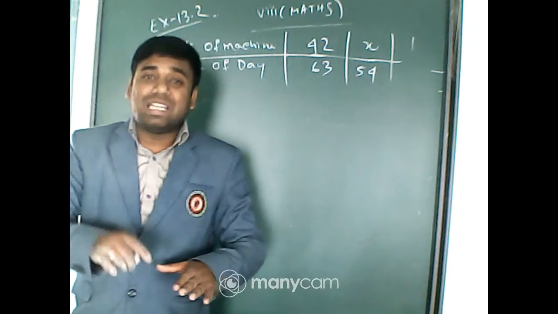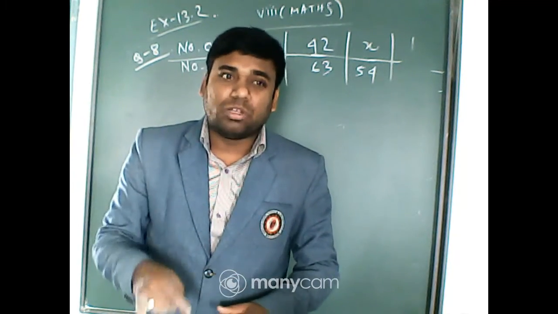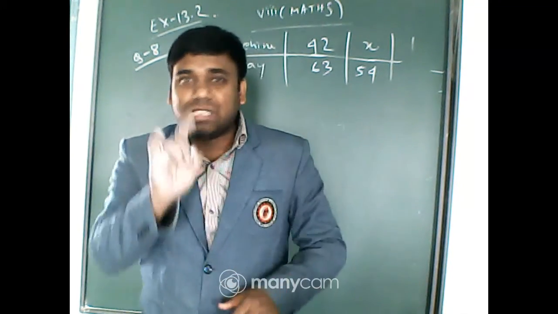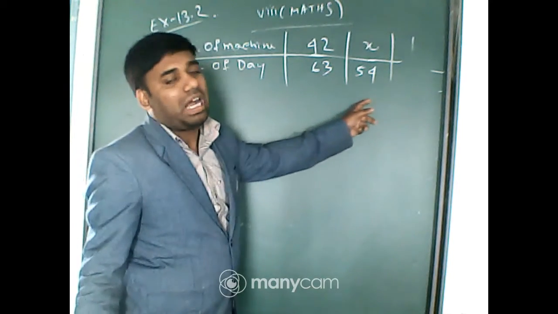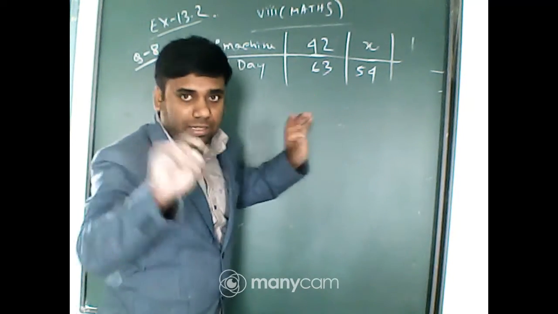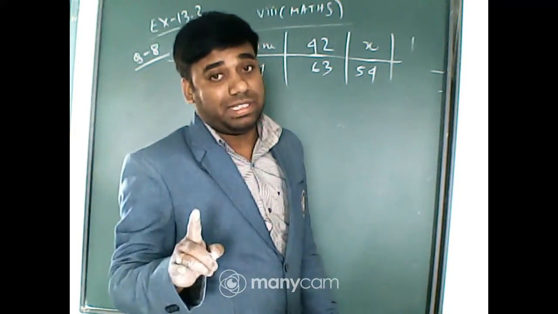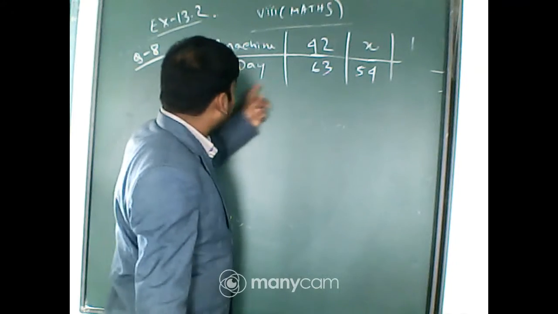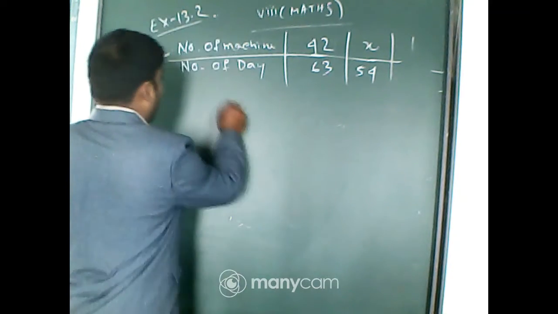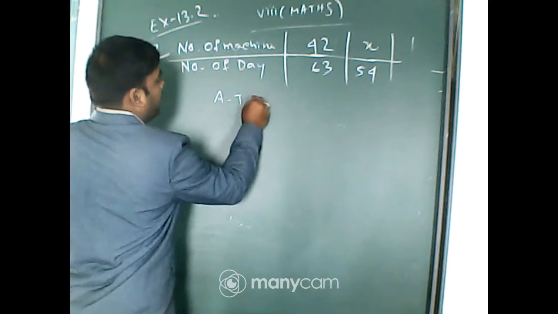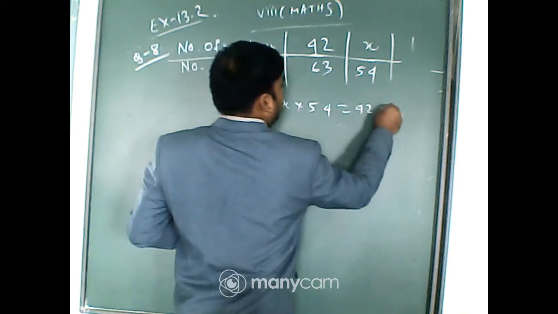If the number of machines increases, then it will take less time. So increase and decrease, that is inverse proportion. Write down the statement: number of machines and number of required days are in inverse proportion. In each and every sum you must write the sentence that number of machines and number of required days are in inverse proportion. Therefore, according to the question, x into 54 equal to 42 into 63.